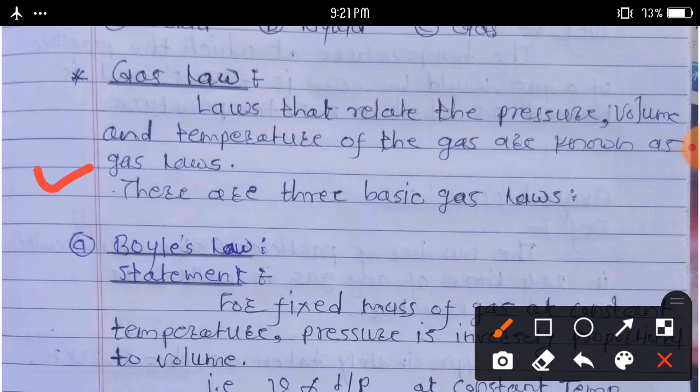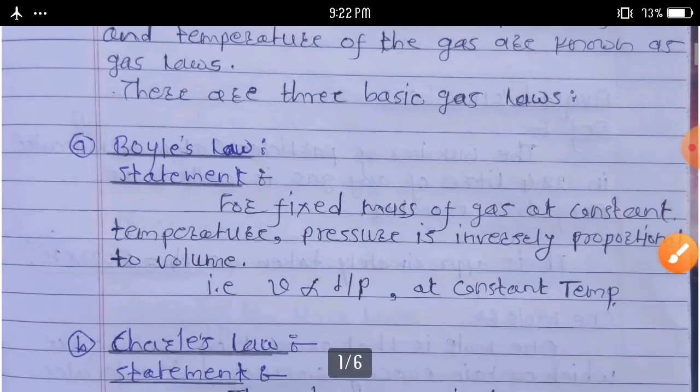Laws that relate the pressure, volume, and temperature of a gas are known as gas laws. There are three basic gas laws: Boyle's law, Charles's law, and third one Gay-Lussac's law. These three laws we can discuss one by one here. First one, Boyle's law.